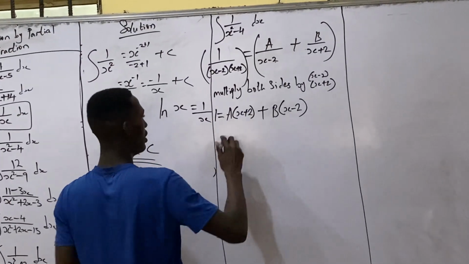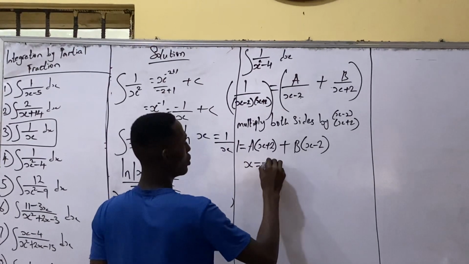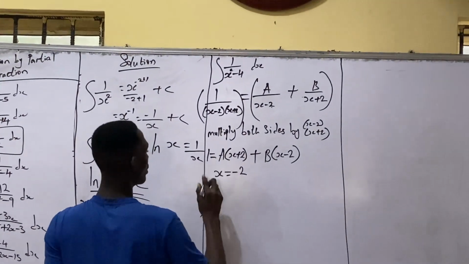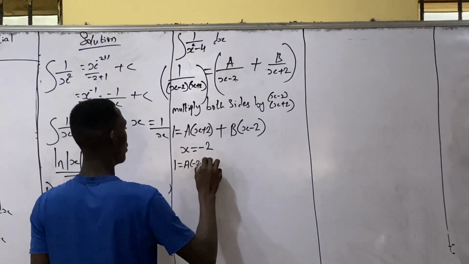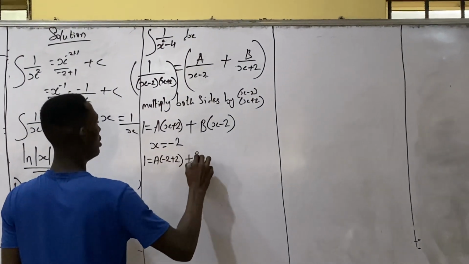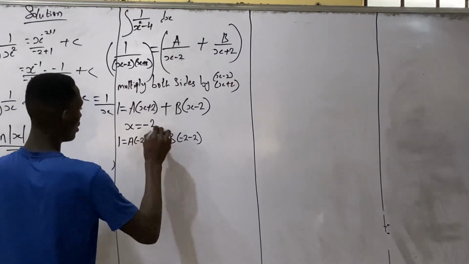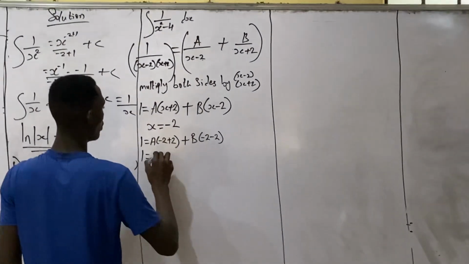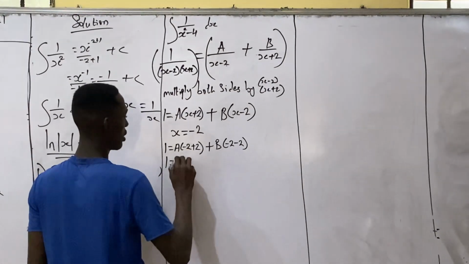Let's equate one of these to 0. So this will give us x equals what? Minus 2. If we equate minus 2, this is 1 equals a(minus 2 plus 2), which will give us 0, plus b(minus 2 minus 2). So this is 0. That will be 1 equals, because 0 times a will eventually give us 0, so let's just write 0 plus.